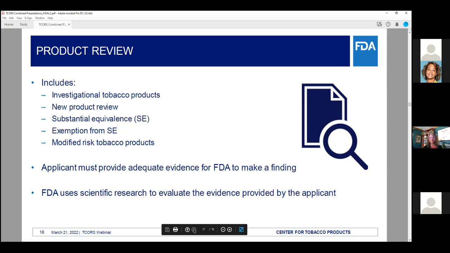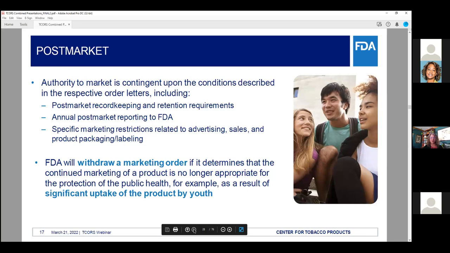So as we're looking through, as we make our decisions around whether it be a pre-market decision or a modified risk marketing authorization, there are conditions described in these respective orders. So if a product should receive a market granting order, an MGO, there will be information listed on our website that is included in both the summary and the order letter itself. And within that order letter will be information such as requirements for post-market record keeping, for example, post-market reporting activities that will be required, and any specific marketing restrictions related to advertising, sale, or perhaps marketing or packaging or labeling.